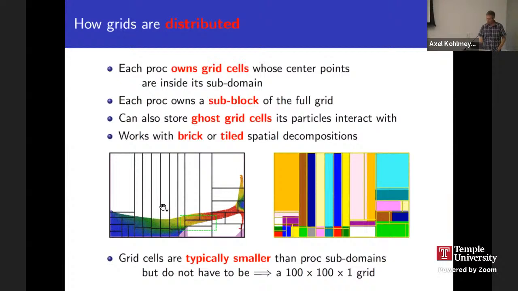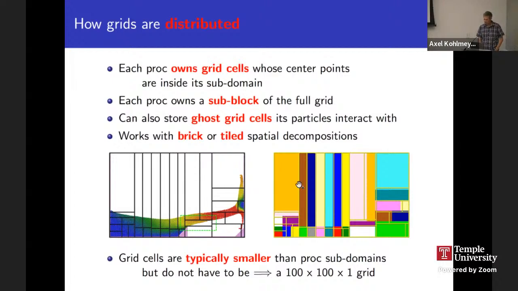So here's this familiar picture, a snapshot of SPH where we're late in the simulation, and on the left, I'm showing the processor domains. What I've done on the right is overlay a fairly fine grid on that set of processors. It's maybe like a 100 by 50 grid, something like that.